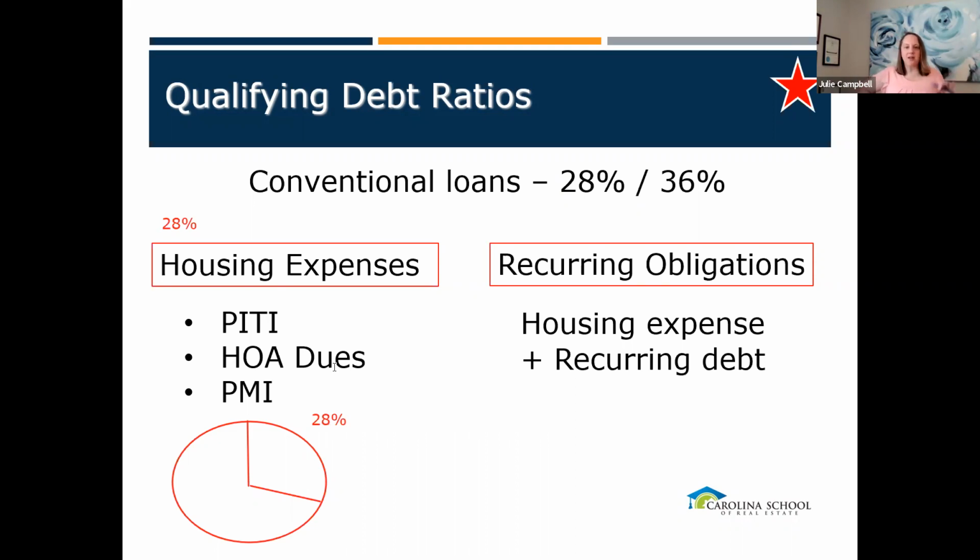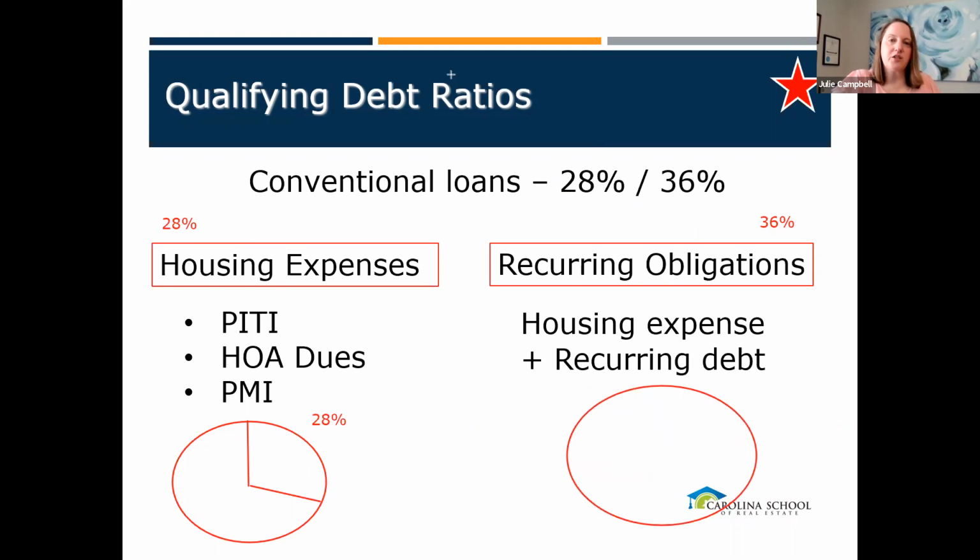If your housing expenses exceed 28%, you don't get loan approval. And it's not over yet. We'll talk in just a second about what some other options are. But the first number looks at the 28%. 28% of your monthly income can go towards housing expenses. The second number then, the 36, looks at your housing expenses, which we just defined as your PITI, HOA dues, and PMI.